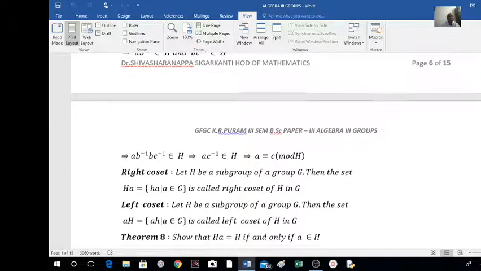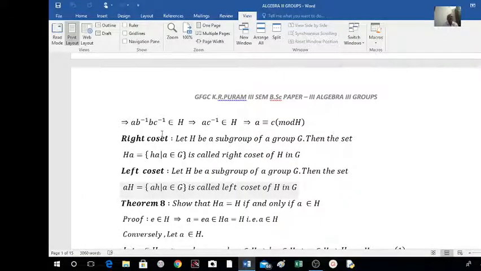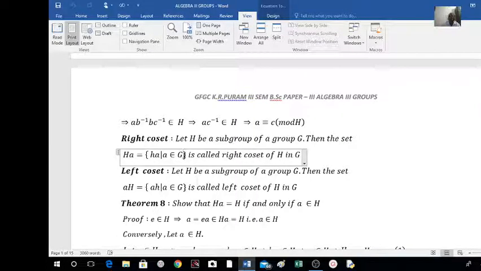Okay. Now we define the right coset. Let H be a subgroup of a group G. Then the set we write like this: HA, where A belongs to G, that is, the set of all HA where h is an element of H. So for every A belonging to G, we can define this set.